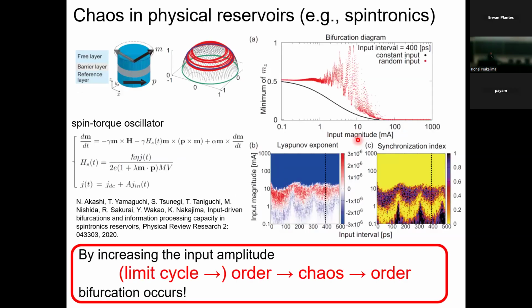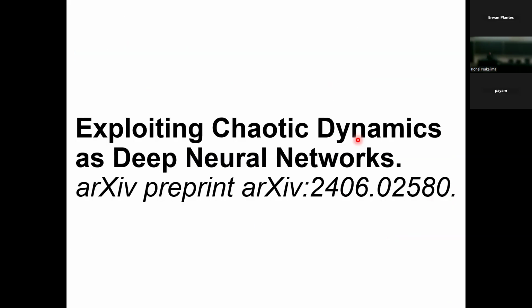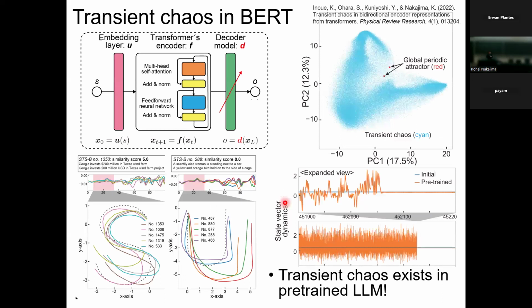But that's something where you somehow suppress the chaoticity of the reservoir. But today I would like to introduce our recent work. This is not published yet, it's on arXiv, but I want to introduce this approach. We can use this natural chaotic dynamics as the deep layers for a neural network. So at first, I want to start from this point.